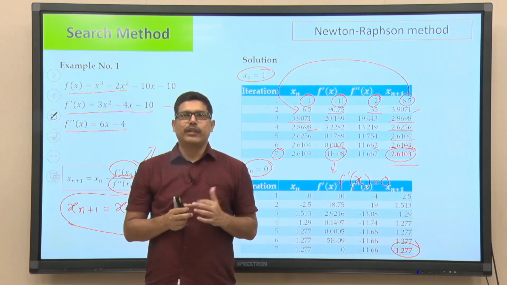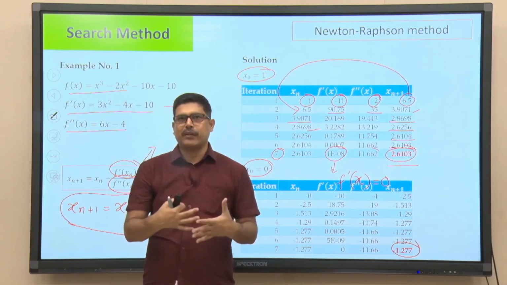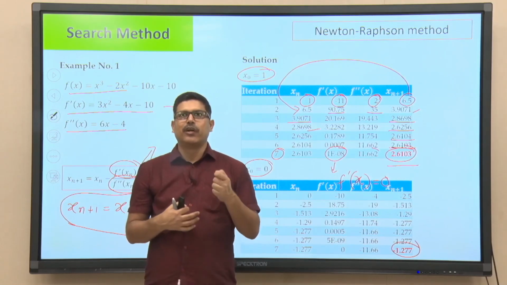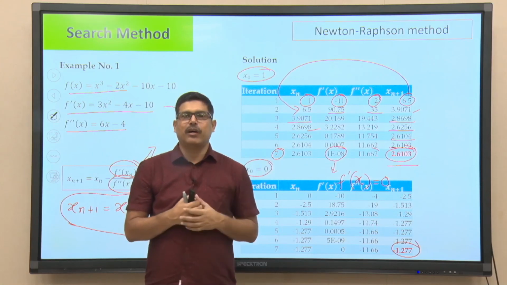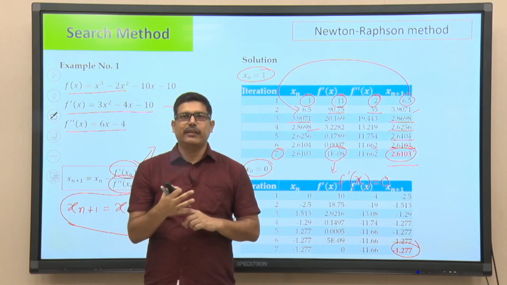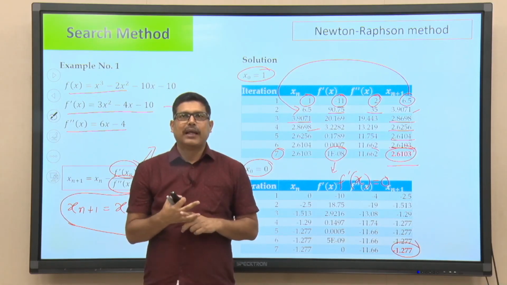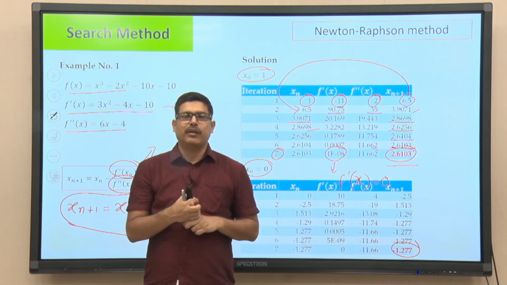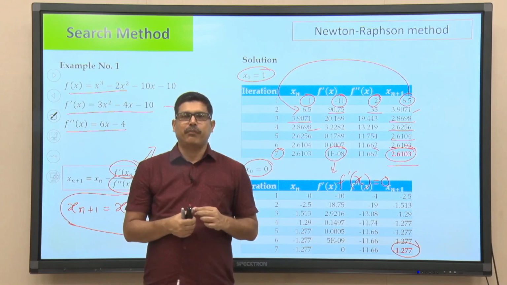In this particular class, we have discussed Newton-Raphson's method for finding the optimal solution of a single variable function, and then we have solved this example problem using region elimination techniques, that is the interval halving method, the golden section search method, then the bisection method, and also solved the problem using the Newton-Raphson method.